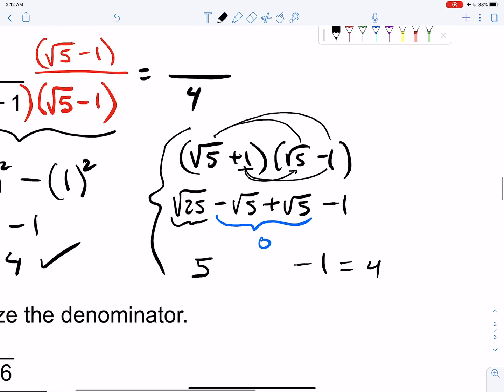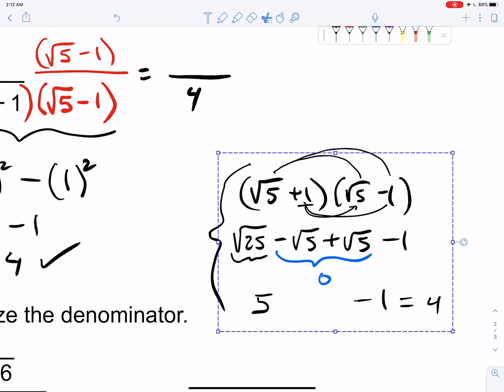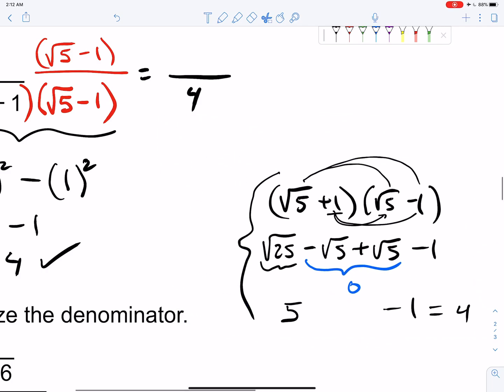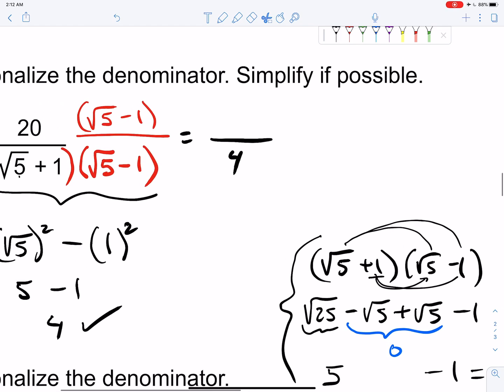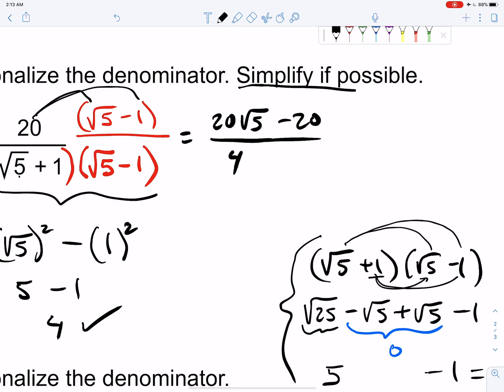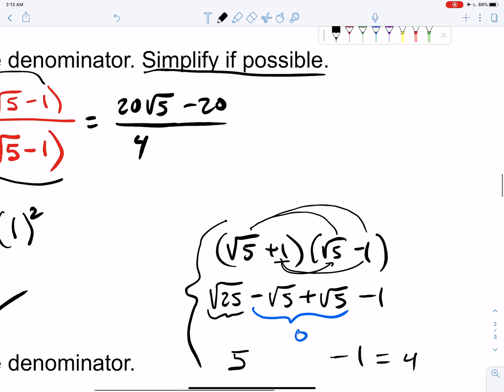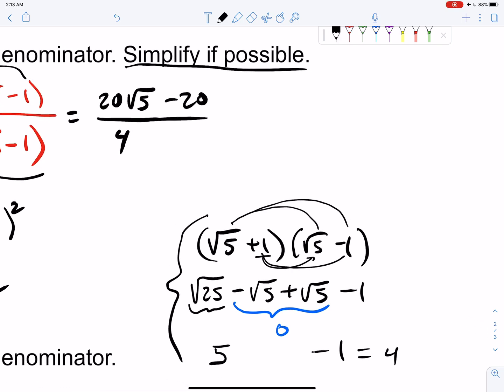Okay, now I think I'm going to have to move this over a little bit again, just to get that out of the way, because I'm going to have to do a little bit of simplifying, because remember, we're not done with this problem. Distribute. So now this is 20 square root of 5. 20 times the negative 1 is minus 20. We did everything right, but did we simplify if possible? No, we did not simplify. And guess what? This will simplify.